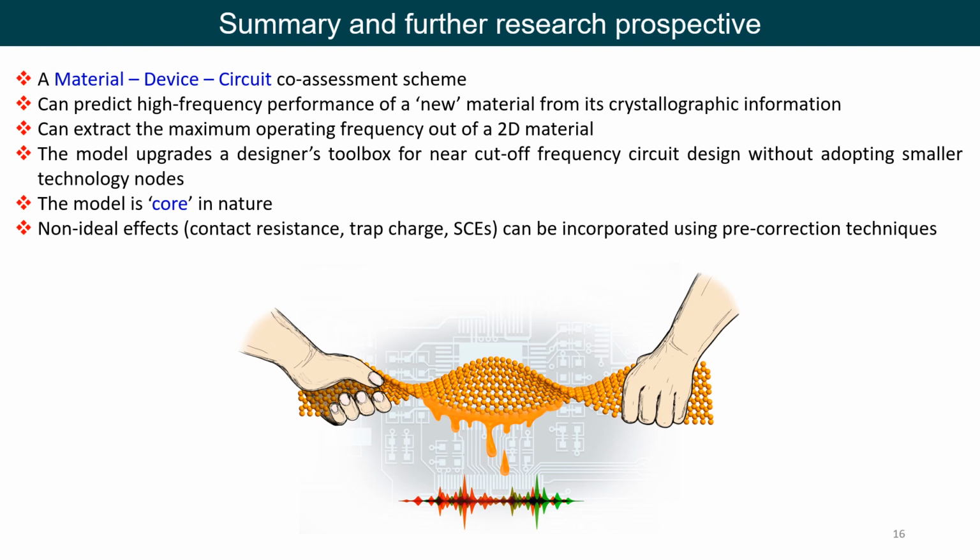Since most of these materials inherit low carrier mobilities, our model can help the circuit designer to extract the maximum operating frequency from a transistor, which is very crucial for 2D material based CMOS technology extension. On the other hand, the proposed model, which has been conceived as core in nature, facilitates the inclusion of various non-ideal and short channel effects using standard pre-correction techniques for further development of the full-fledged industry standard compact model as the technology matures. So in a nutshell, the flexibility and widespread applicability of the proposed modeling framework significantly upgrades the designer's toolbox for the exploration of 2D material based integrated circuits.